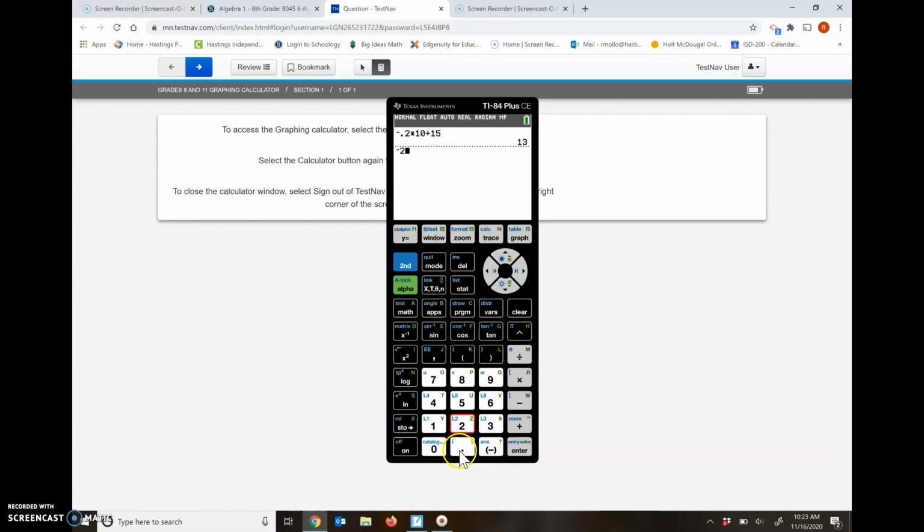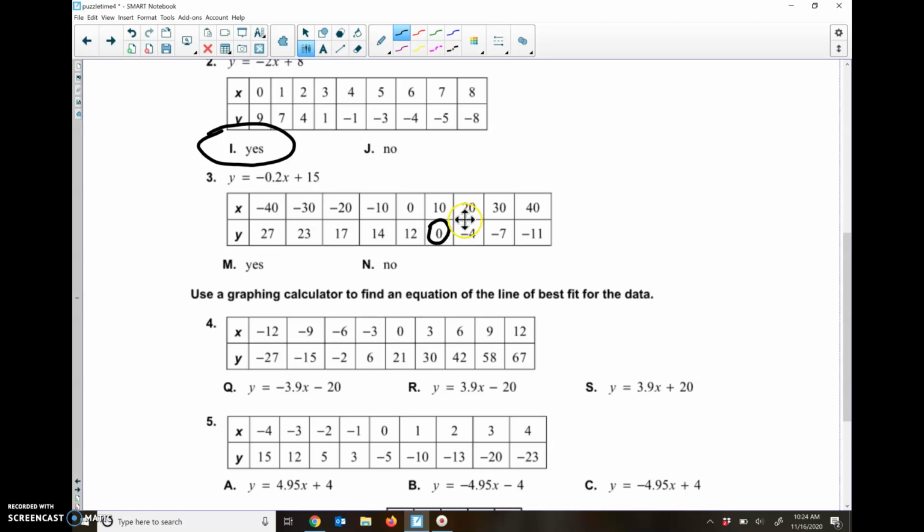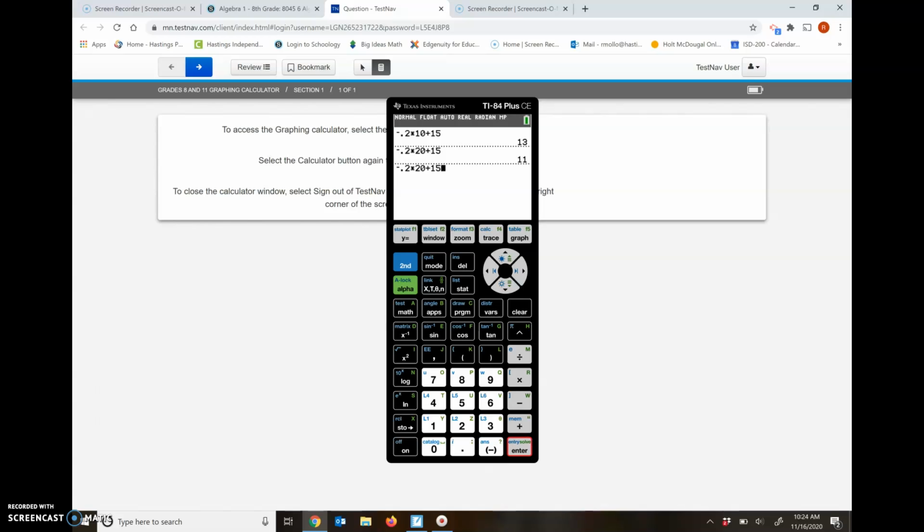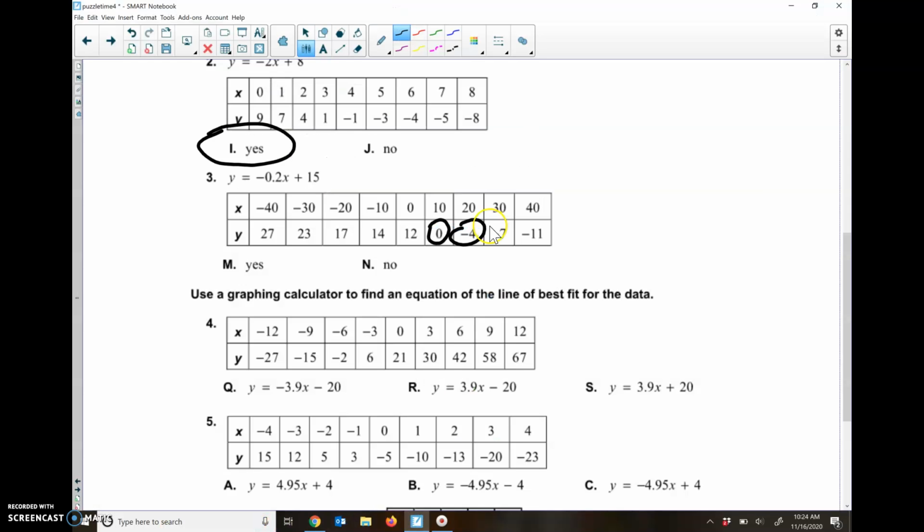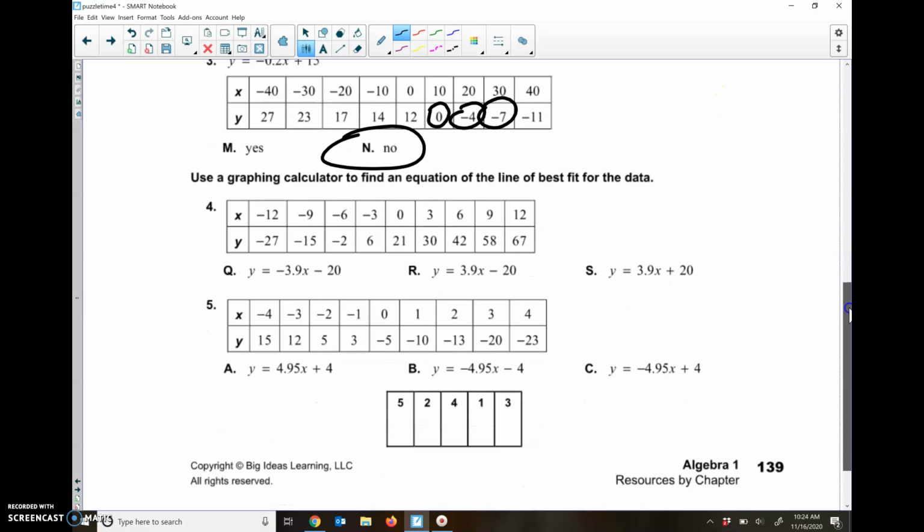So -0.2 times 20 plus 15 equals 11. And this says I should have gotten -4. So again, pretty far off there. Okay, let's try one more. Let's try 30 and see if we get closer. And I'm supposed to get 9. And the table says I should have -7. So they're all pretty far off. So I'm going to go with no. That's not a very good representation right there. All those numbers are off by at least 10. So not very close there.